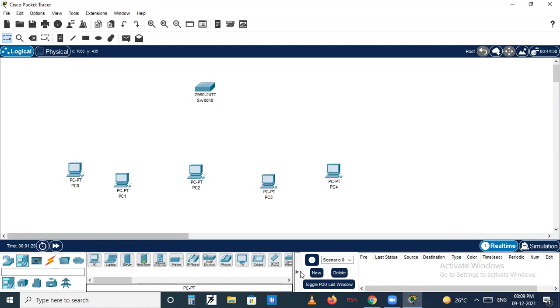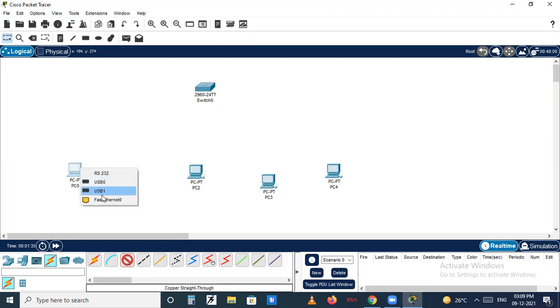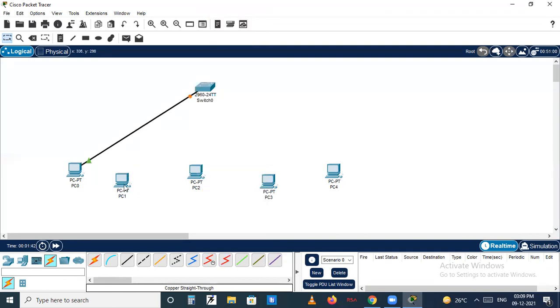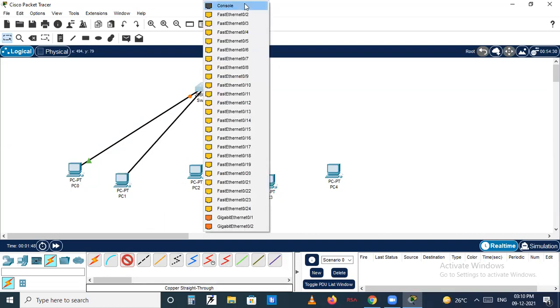So now these are different types of devices. We will take the straight through cable and connect from here to any one of these. Let us suppose I'm attaching to the first one. You can connect to any one of the available slots or ports.